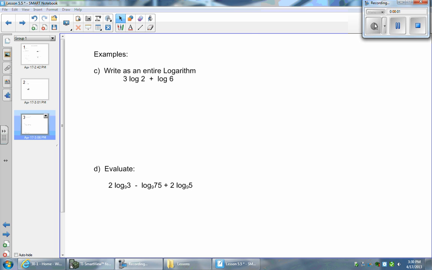Okay, now in going backwards, it's really important that you read the question. If you read this question, it says write this as an entire logarithm. So no number crunching, no nothing. Just use the log laws and write it as log whatever. Okay, so let's look here.